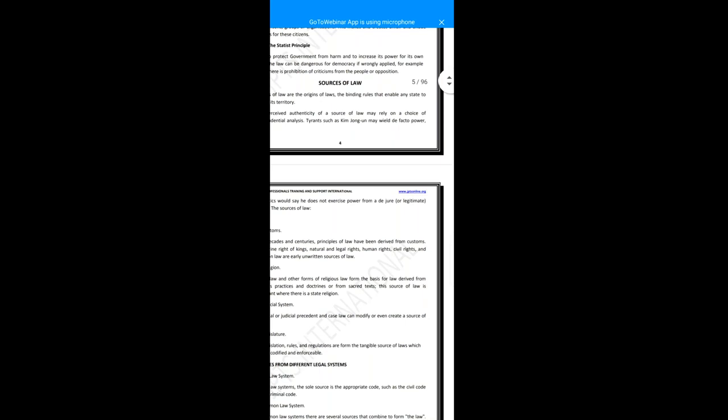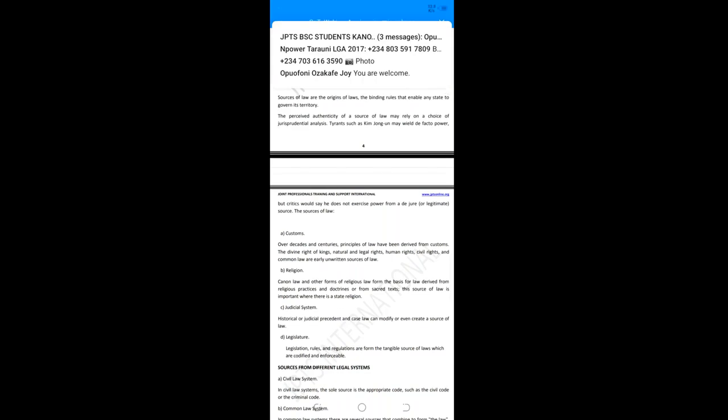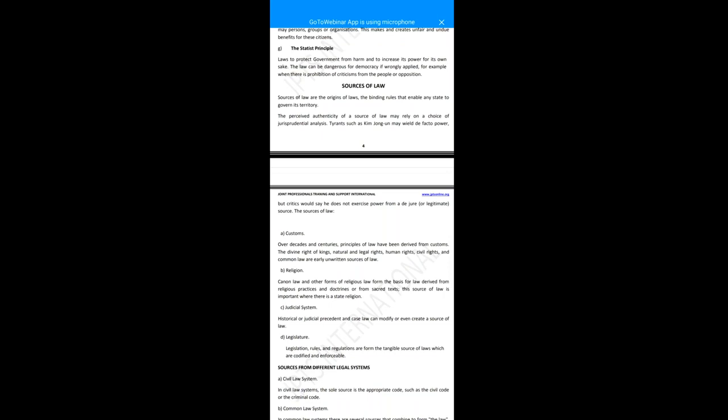We have the customs. Now, laws can be gotten from culture. It can be gotten from the kings, from the nature, the legal rights, the human rights, civil rights, and also the common law. You understand? Now, in terms of religion, laws can also be gotten from the different forms of religion that the society have. And in every religion, there are different sacred texts. There are different laws or things to do or things not to do. So laws can be gotten from religion. It can be gotten from custom. It can also be gotten from the judicial system.